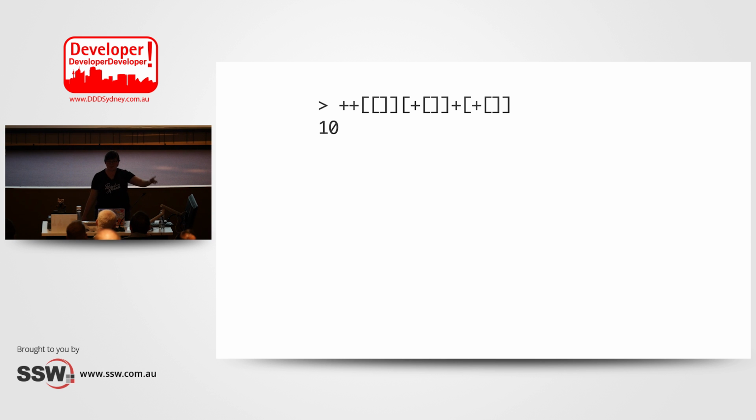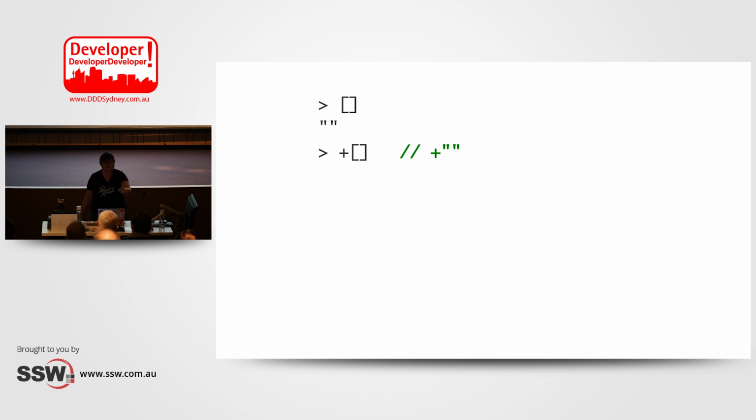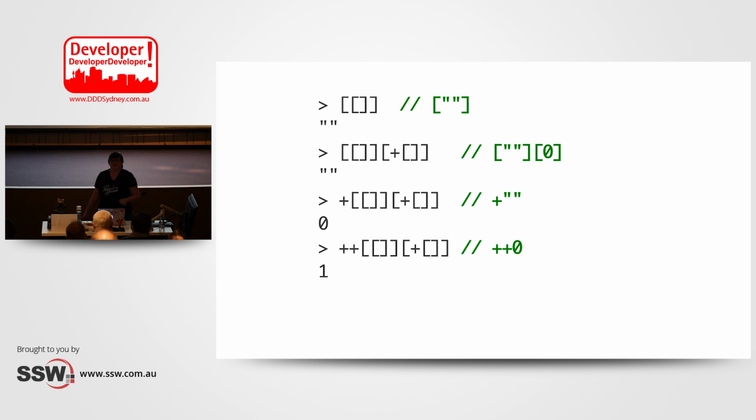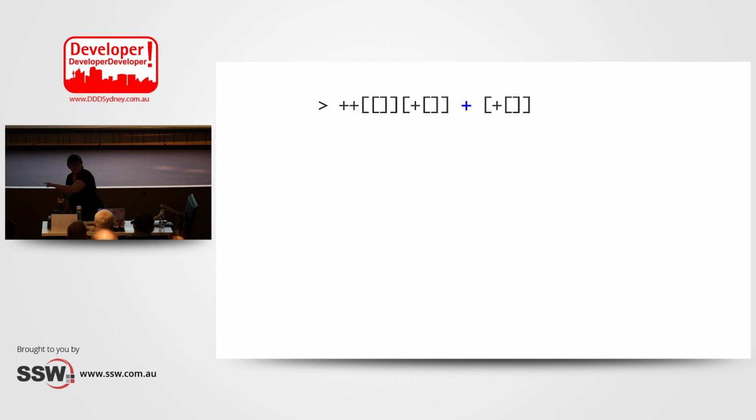Right, so let's step through this. Before we went through this, an empty array is an empty string. If you put a unary addition in front of an empty string, you get 0. If you have an empty string and an empty string, it's actually the array of an empty string, which is an empty string, empty string. But if you take an empty string within an empty string, and then you have an index of 0, you end up with empty string, but then you can increment that after you cast it to a number. And then you have your 1, and all you do is just add your 0 from before onto it, and you get 10.